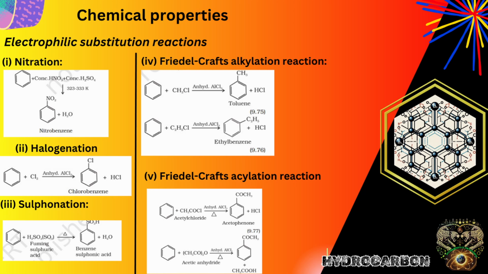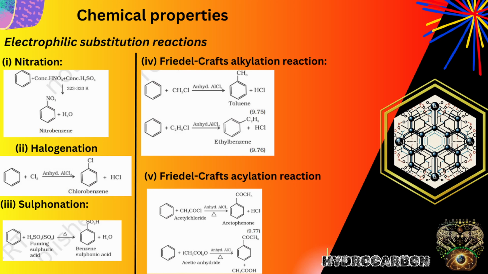The reaction occurs in three steps. First is generation of the electrophile. For example, Cl2 plus AlCl3 gives Cl+ plus AlCl4-. Then the formation of a carbocation: the electrophile attaches to the benzene ring, forming a non-aromatic intermediate. And the final step is removal of a proton. A base removes a proton, restoring benzene's aromatic nature.